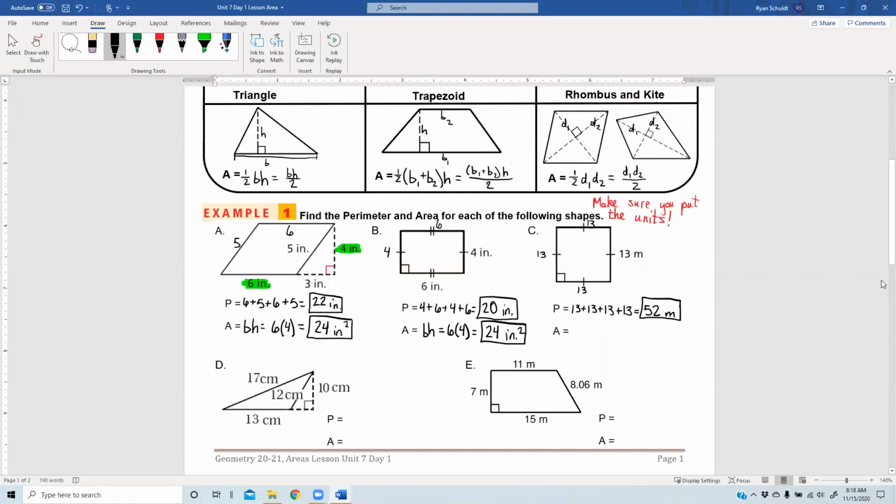Now for area, remember we said for a square, it's just side squared. So 13 squared is 169, and then we're going to have meters squared.